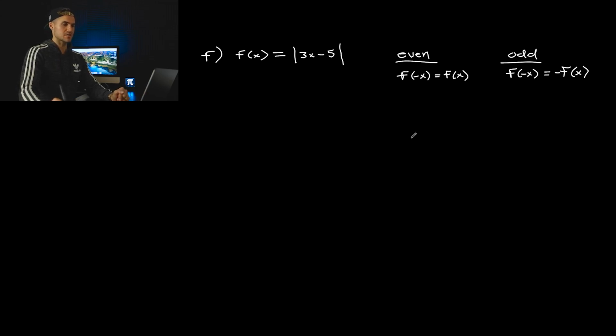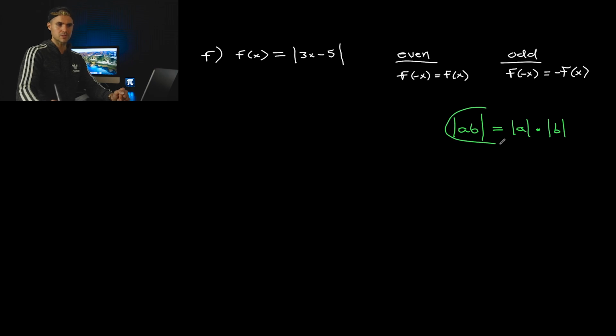So f of x equals the absolute value of 3x minus 5. Now, a property that I'm going to be using, I've mentioned this property before, but in an absolute value, if you have two things that are multiplying, you could take both things to their own absolute value separately and then multiply them like that, right?